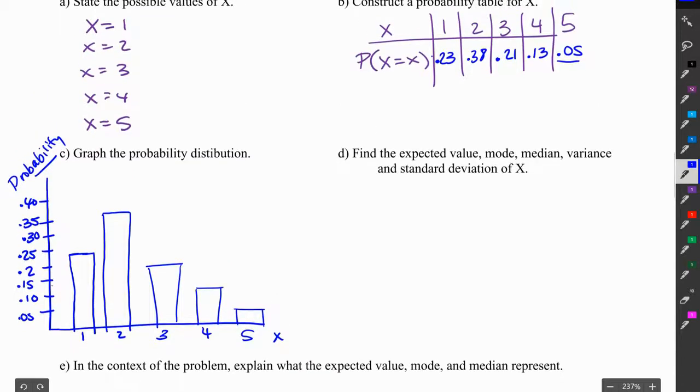And it's not a bad idea to give our graph a title. So: probability distribution of number, there's a B in number, of burritos purchased.